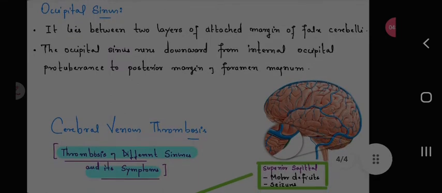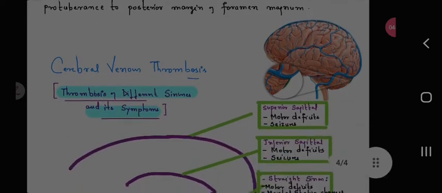Occipital sinus. It lies between two layers of the attached margin of falx cerebelli. The occipital sinus runs downward from internal occipital protuberance to posterior margin of foramen magnum.